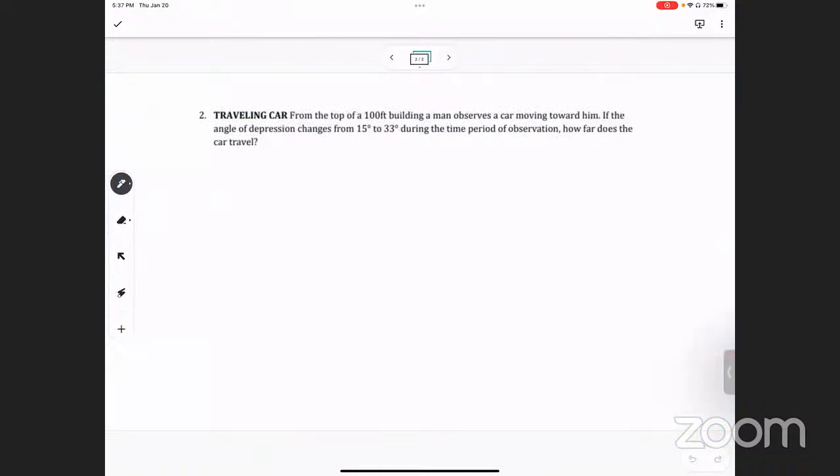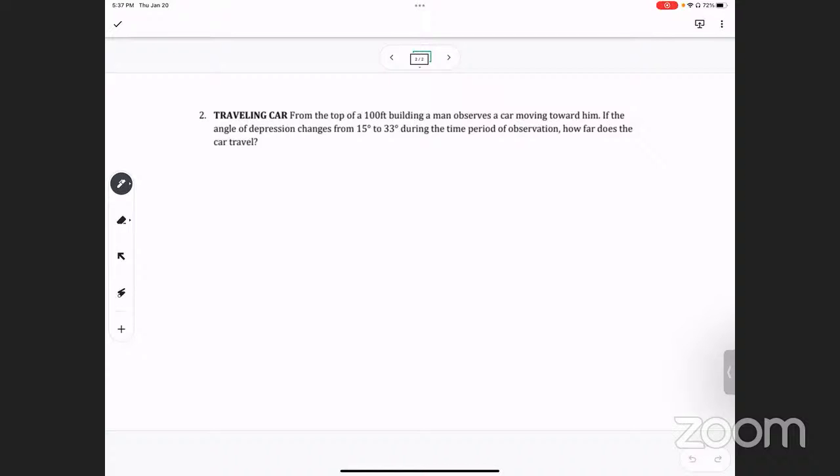All right, you have another one? Yeah, I put one on the second page. All right, from the top of a 100-foot building, a man observes a car moving toward him. The angle of depression changes from 15 to 33 degrees during the time period. How far does the car travel?